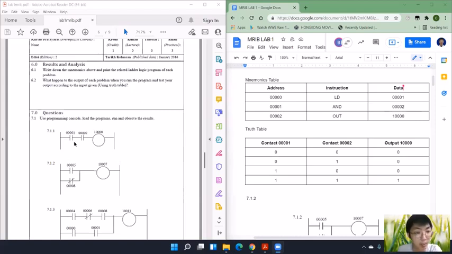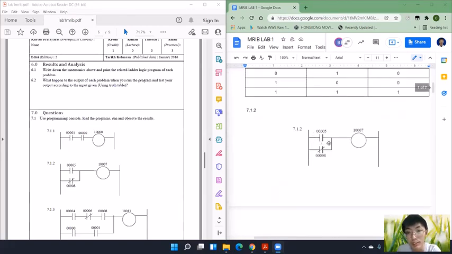Actually, this is very easy. For example, take 7.1.1. Before we extract the truth table, we have to extract the function first, which is 00001 AND gate 0002, so between them there is an AND gate. When you put 00, it will be 0. 01 will be 0. 10 will be 0. 11 will be 1, because this is an AND gate, which means multiplication. So 0 times 0 is 0, 0 times 1 is 0, 1 times 0 is 0, 1 times 1 is 1.